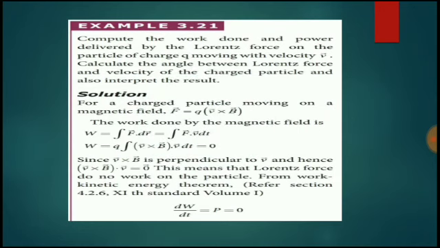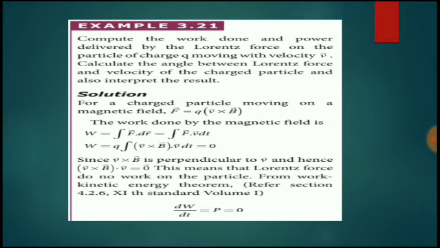Example 3.21. Compute the work done and power delivered by the Lorentz force on the particle of charge q moving with velocity v, calculate the angle between the Lorentz force and the velocity of the charged particle, and interpret the result.